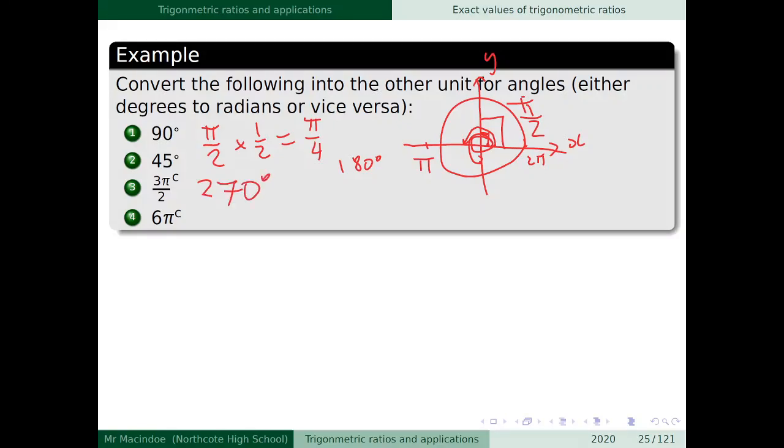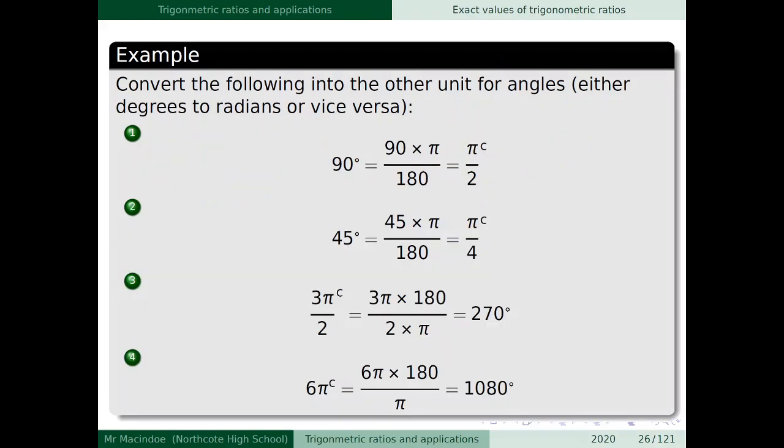Finally, 6 pi, well, I know 2 pi is all the way around. So if I go all the way around again, that's 4 pi. And if I go all the way around again, that is 6 pi. So I've gone round all the way, 360 degrees times 3. So times 2 would be 720, times 3 would be 1080. And there you go. That is how we convert from degrees to radians and vice versa.